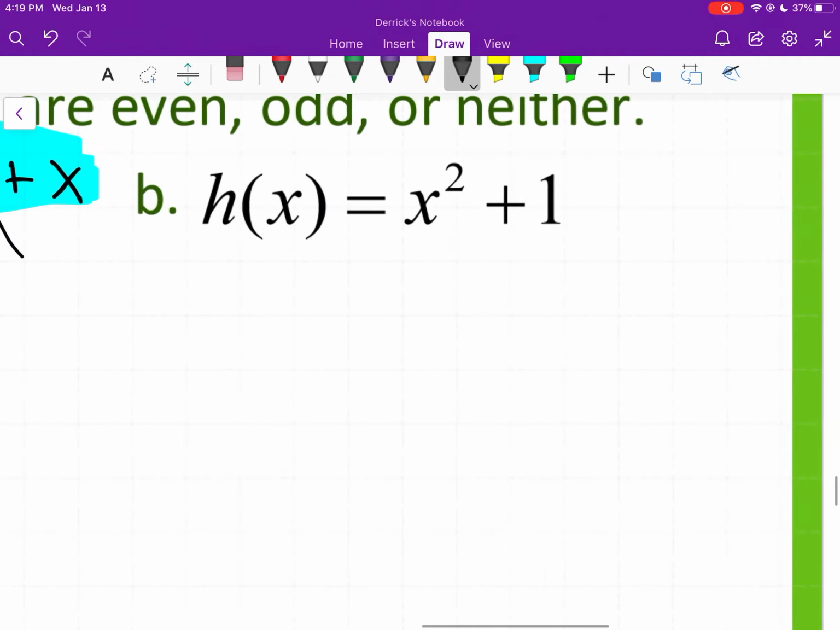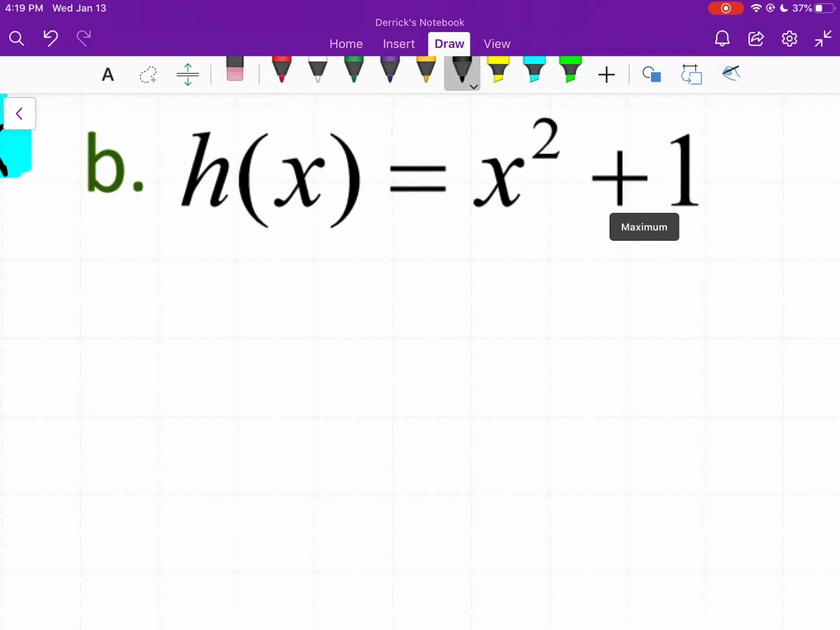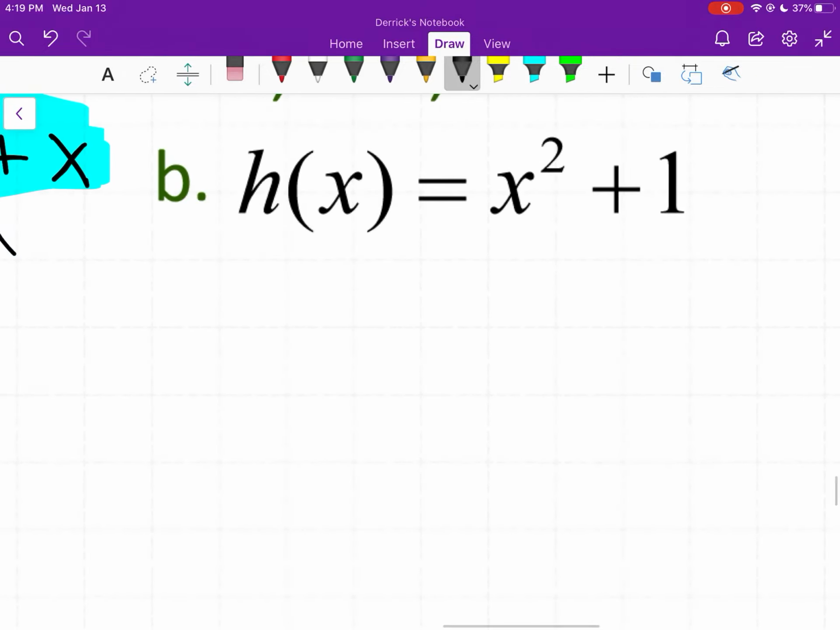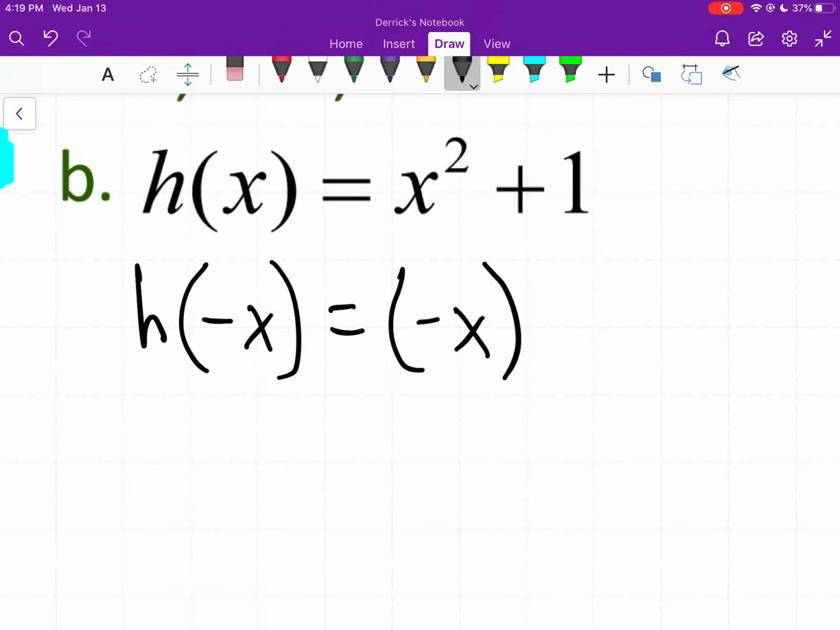Let's look at another example. Let's say I gave you h of x equals x squared plus 1. Well, to do that, we'd want to do h of negative x. We want to plug in the negative version of the input. So instead of x squared, we would have negative x squared. The plus 1 would just be rewritten. That doesn't have an x, and I'm only plugging in negative x, so there is nowhere to plug anything in there. So we just rewrite it.